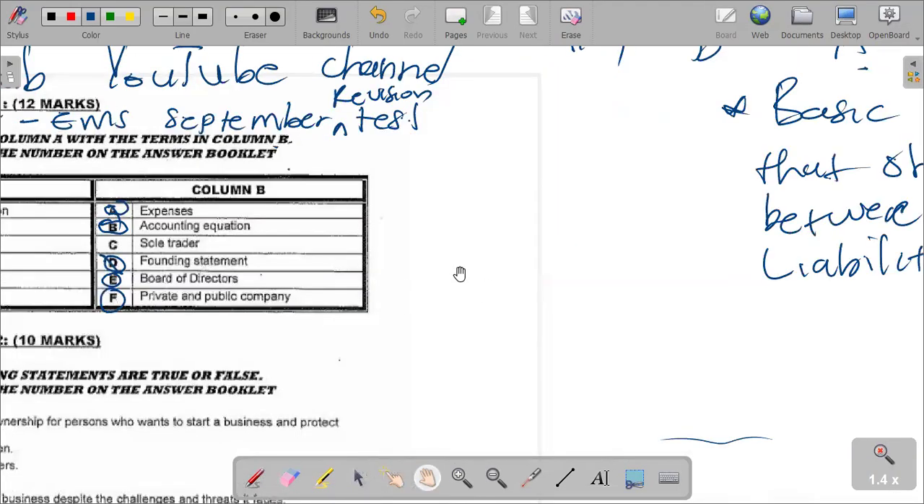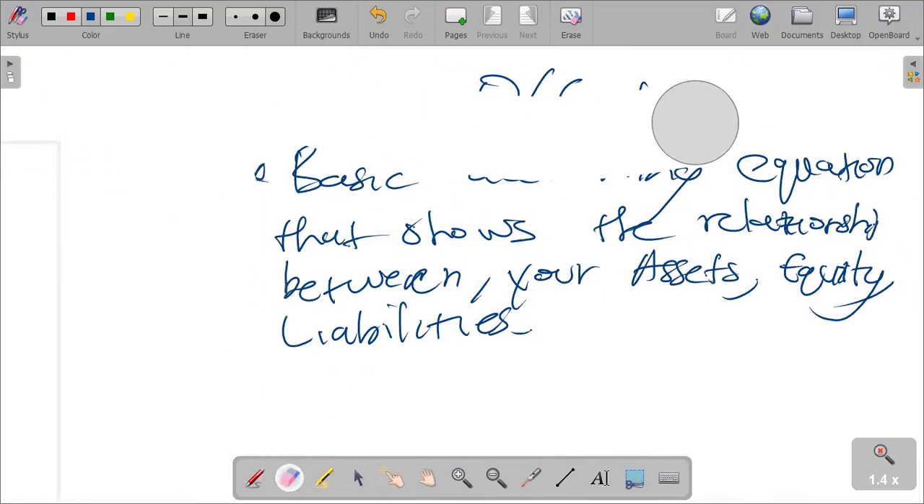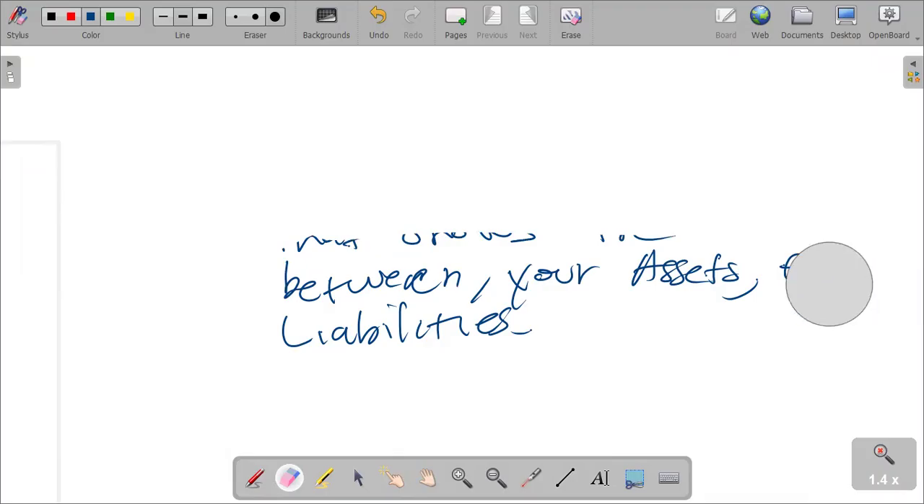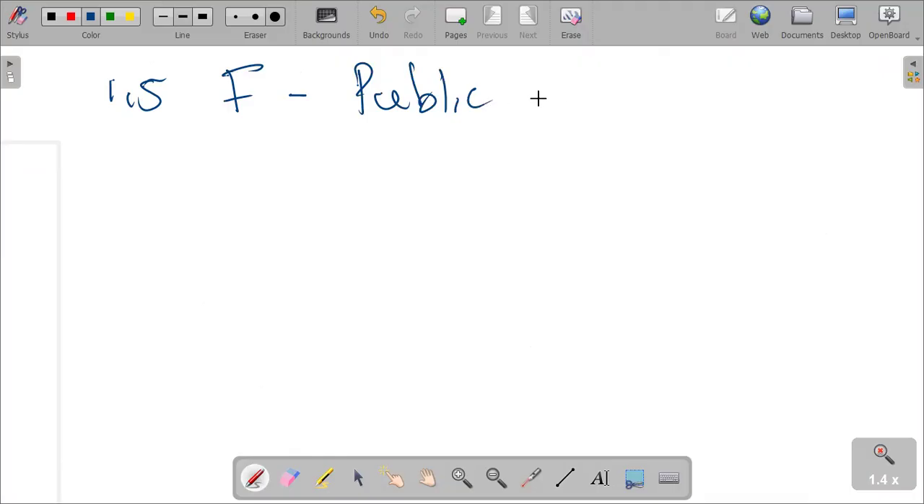So let's quickly go and write it there and explain why it is F. So why did we choose F, all right? There you have it, 1.5 F. And what is F? It's public and private company.